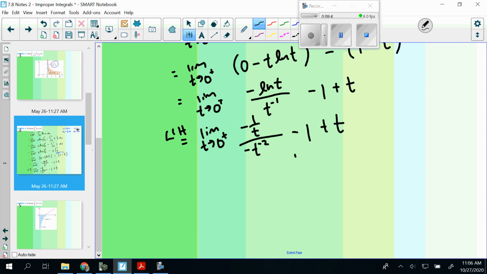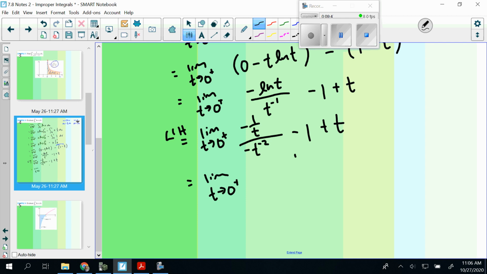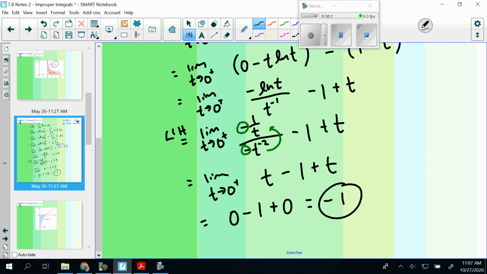Now we should be able to plug in 0. Well, let's simplify one more time here first. Limit. If we move this, well, one thing, we got 2 negatives, so it'll make it positive. Let's move that up to the numerator. So now I got 1 over t times t squared. That should just all simplify to only just t. So you got t minus 1 plus t. If you put 0 in now, you're getting 0 minus 1 plus 0 equals negative 1. So the area in this one is also convergent.